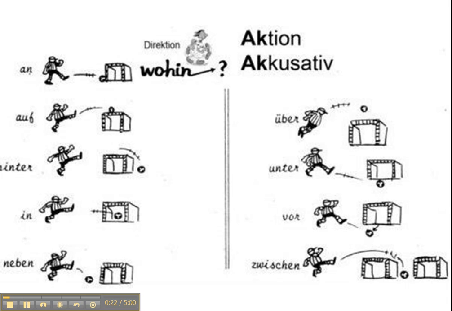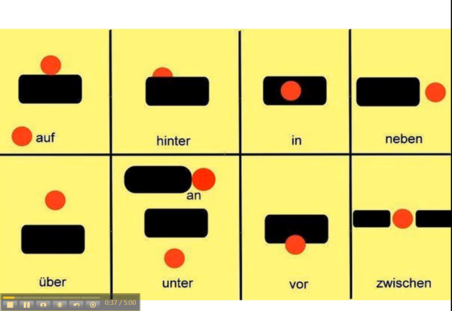But if you're using the two-way prepositions to tell where an object is located, you're going to use the dative case, and der will be dem, die will be der, das will be dem, and the plural is den plus an n or en added on to the noun. So just a quick overview of the 9: auf, hinter, in, neben, über, an, unter, vor, und zwischen.